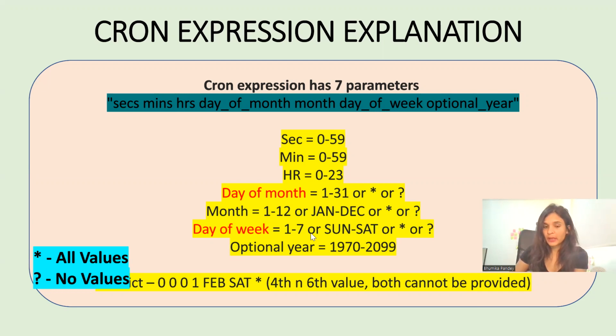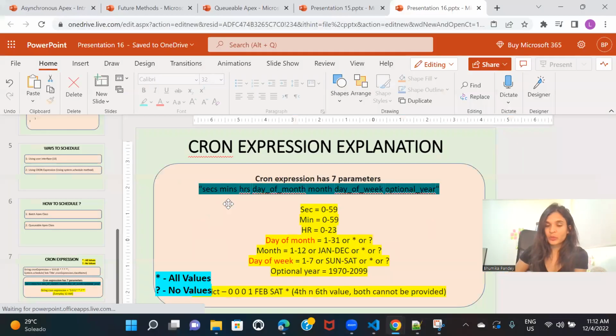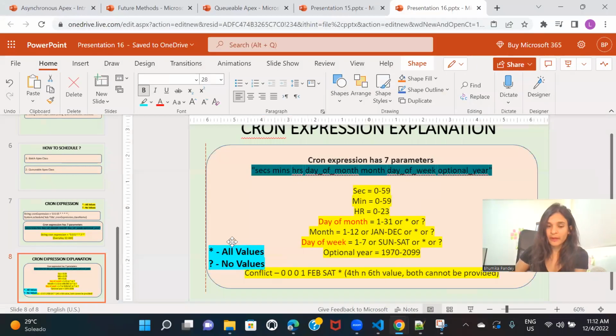Then day of the week, again, either you can provide any value from 1 to 7, or you can use acronyms for Sunday, Monday, Tuesday, and Saturday, all the days of the week. And again, star and question mark stand for these two values. Then the optional one here, you will mostly see it blank because nobody fills that in. So I think it should be fine.